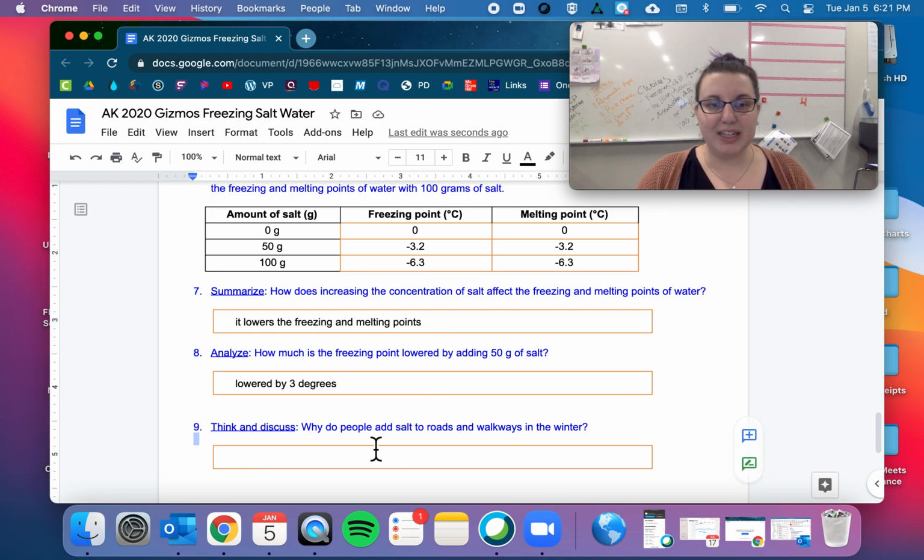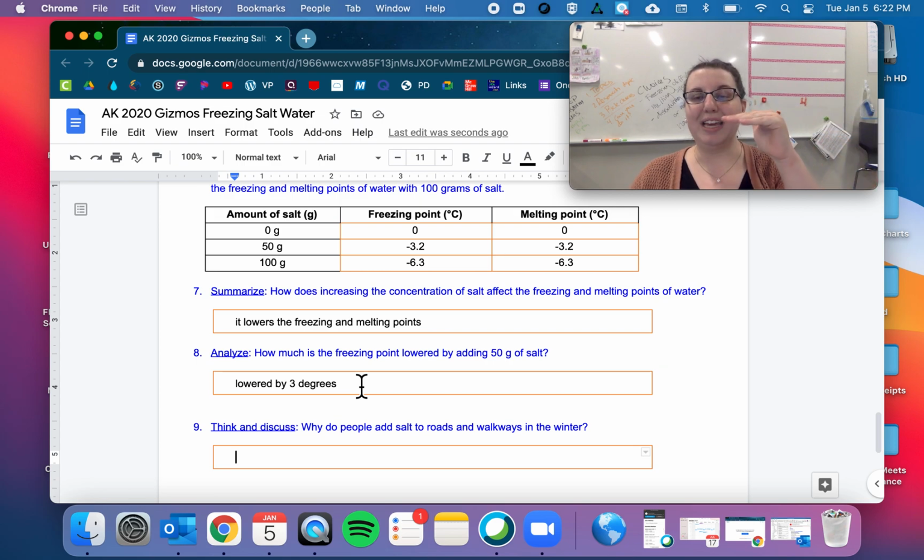And then for think and discuss, why do people add salt to roads and walkways in the winter? So the fact that adding salt lowers the freezing point means that the ice will form at a lower temperature. So instead of having ice form at 0 degrees Celsius, when we add salt, all of a sudden it freezes at, say, 5 degrees Celsius or 10 degrees Celsius instead.